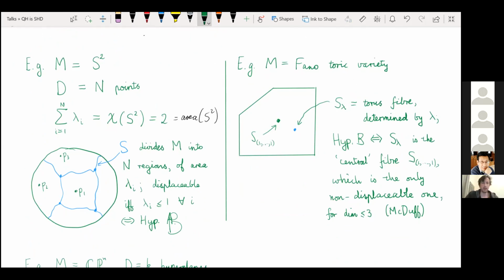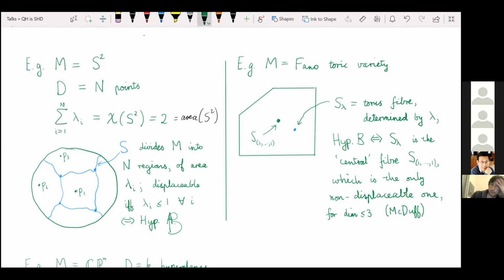Because if lambda_i was bigger than 1, then you'd have one of these regions that occupied more than half of the total area of the sphere. So you could rotate the sphere so that everything else mapped entirely inside that region, and S became displaced from itself.